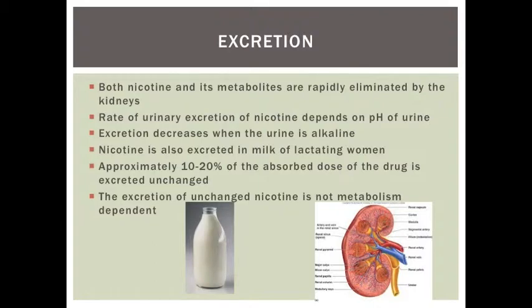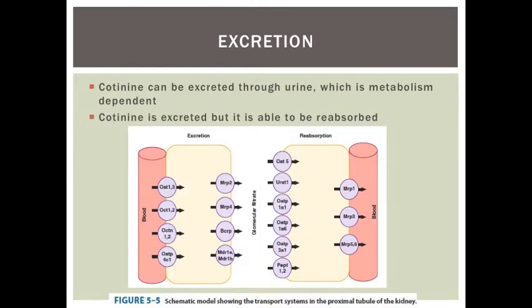Both nicotine and its metabolites are rapidly eliminated by the kidneys. The rate of urinary excretion of nicotine depends on the pH of the urine, and excretion decreases when the urine is alkaline. Nicotine may also be excreted in milk of lactating women. Approximately 10 to 20% of the absorbed dose of the drug is excreted unchanged. The excretion of unchanged nicotine is not metabolism dependent. Nicotine metabolites can also be excreted through the urine, which is metabolism dependent as cotinine is produced through the oxidation of nicotine via cytochrome P450 enzymes. Nicotine is thus excretable, but unfortunately is able to be reabsorbed.